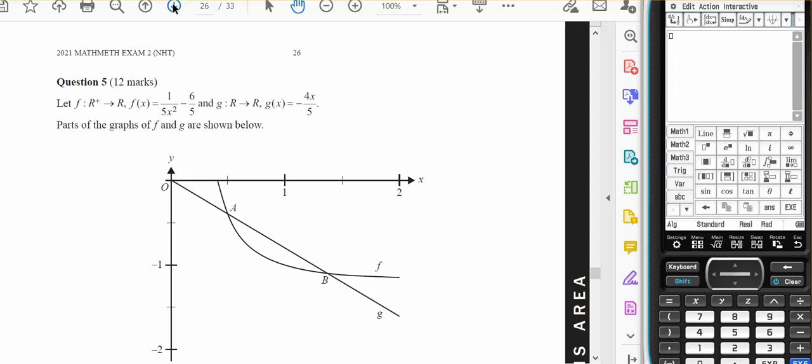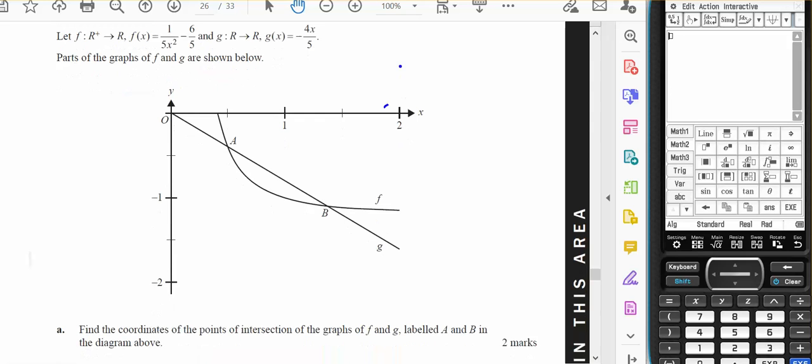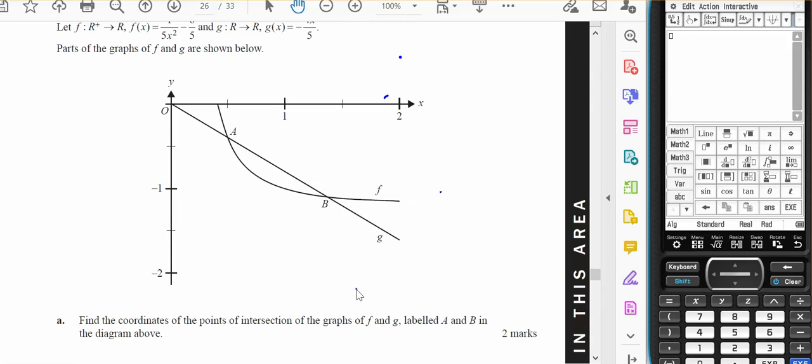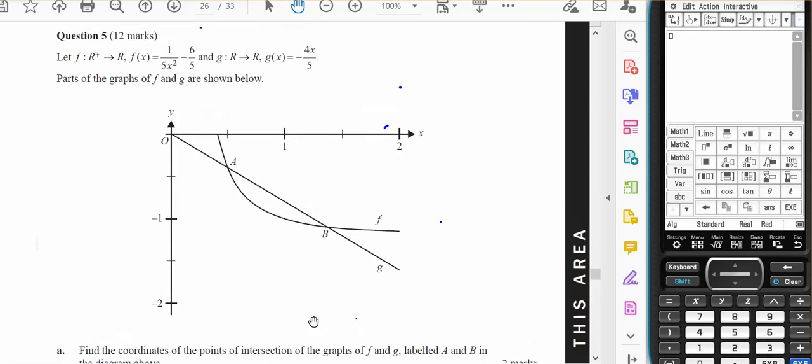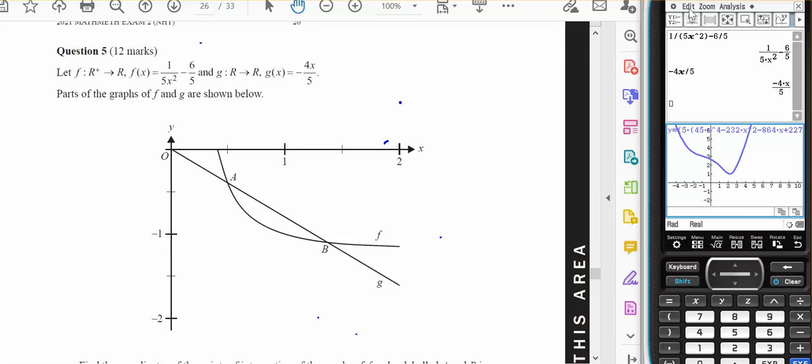Question number 5. So I have these two curves. Find the coordinates of the points of intersection labelled A and B in the diagram above. So no decimal places, I've got to get the exact values, so I'm going to enter them into the calculator. Here they are. If I bring up my graphing window, edit, you're all okay.